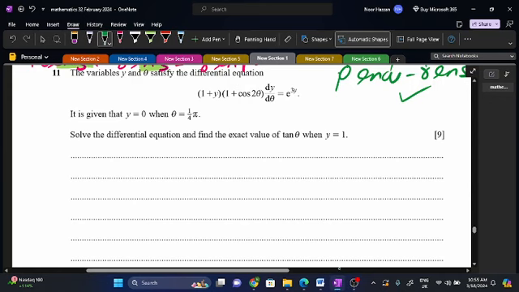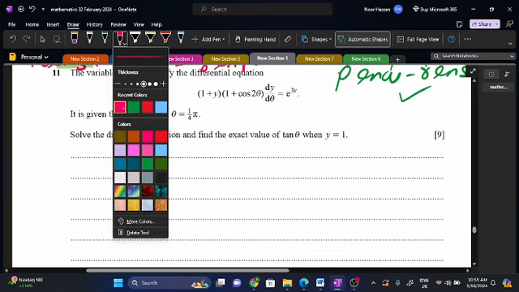Alright, next question: the variables y and theta satisfy the following differential equation. It is given that y equals 0 whenever theta is pi by 4. You have to solve that differential equation for the value of tan theta whenever y equals 1.